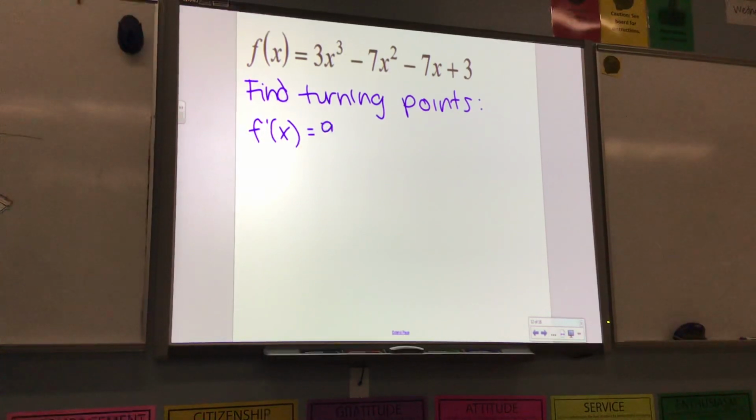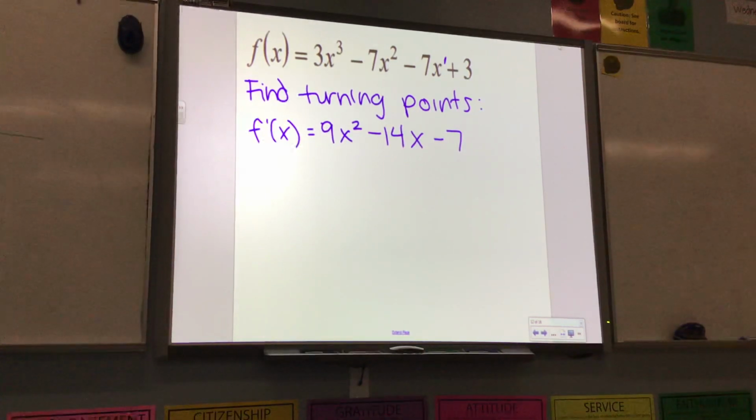9. So this will be 9x squared minus, what's 2 times negative 7? 14. So then it's just an x. On this negative 7, this is a 1. So 1 times negative 7, negative 7. Good. And your x goes away. Your constant will always just vanish. Just how it goes.